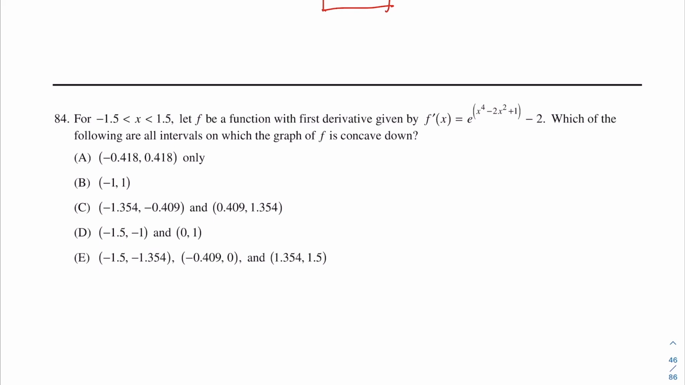So to find the points where this is concave down, we want to use a calculator and find our points of inflection. So we have this interval from negative 1.5 to 1.5. And concavity changes from concave down to concave up whenever we have a point of inflection.